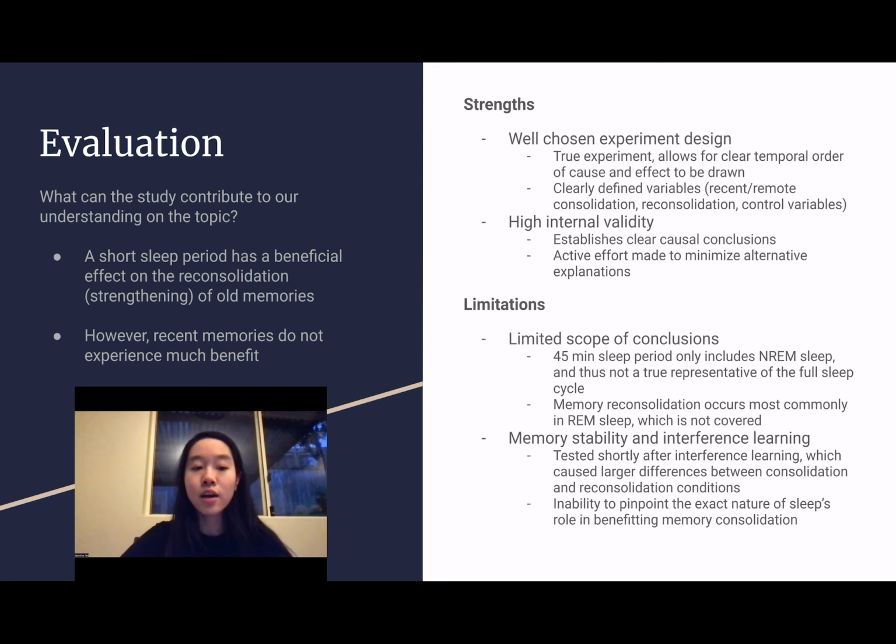And lastly, while the study establishes that sleep benefits memory reconsolidation, it doesn't pinpoint exactly how it contributes to this process. Understanding whether sleep strengthens, protects, or reorganizes memory would require further research on the specific mechanisms involved.